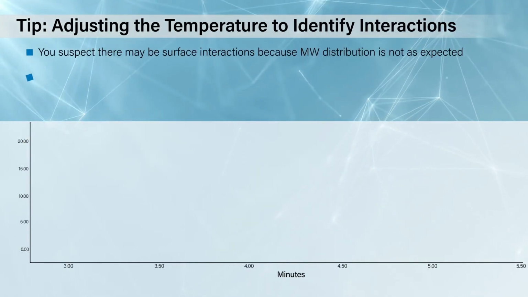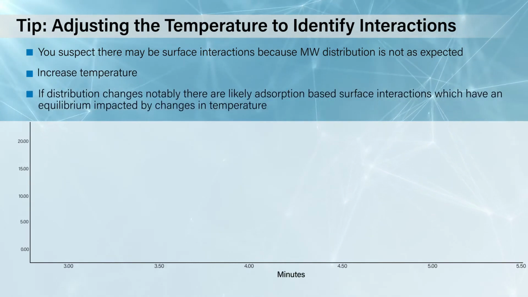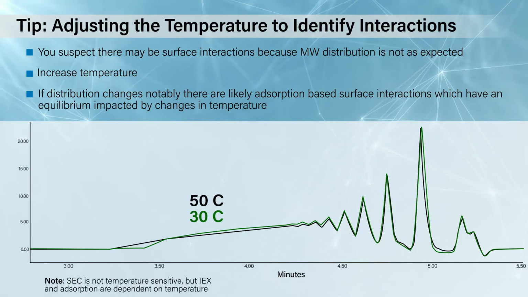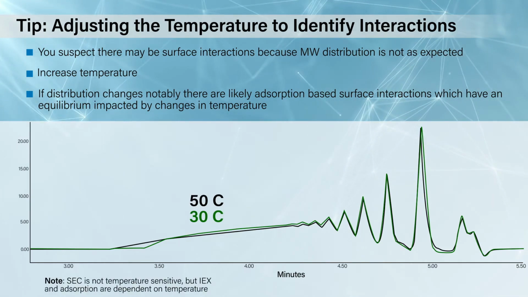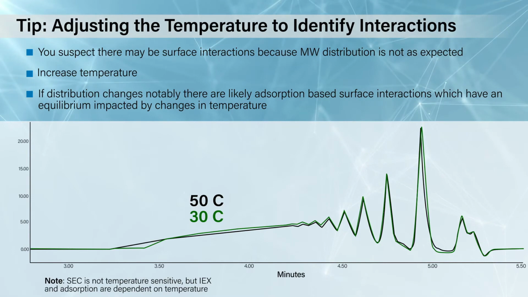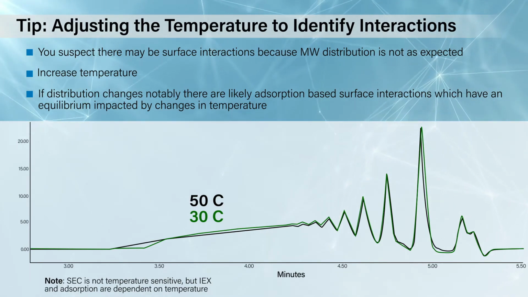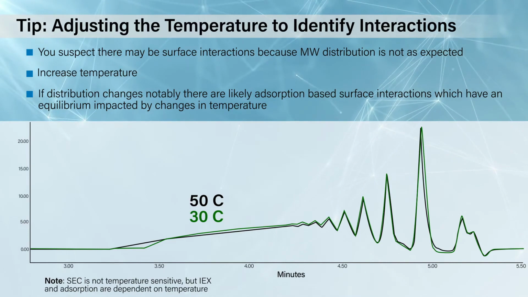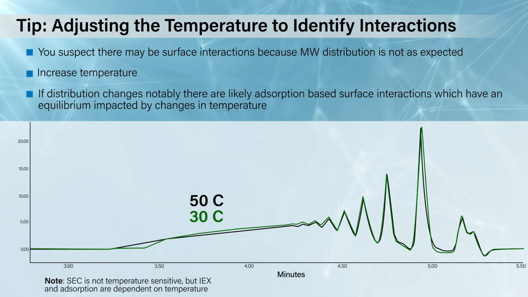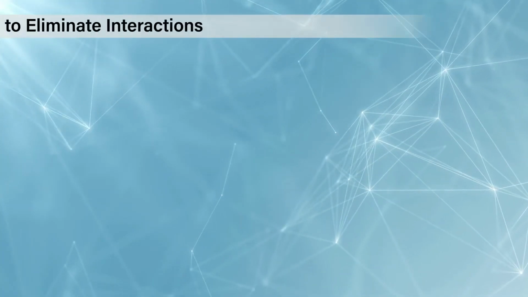So one of the neat tricks to looking at interactions is simply by changing the temperature. Because size exclusion is a temperature independent mechanism, changing the temperature shouldn't have that much of an impact on the chromatography. So if you see a change, in this case changing from 30 to 50 degrees, that's indicative that there's some adsorption happening in your system. Of course, if you have a light scattering detector, that is also a very good way of looking for interactions.